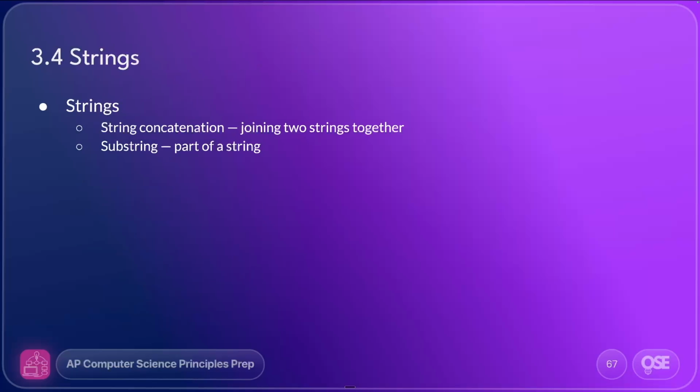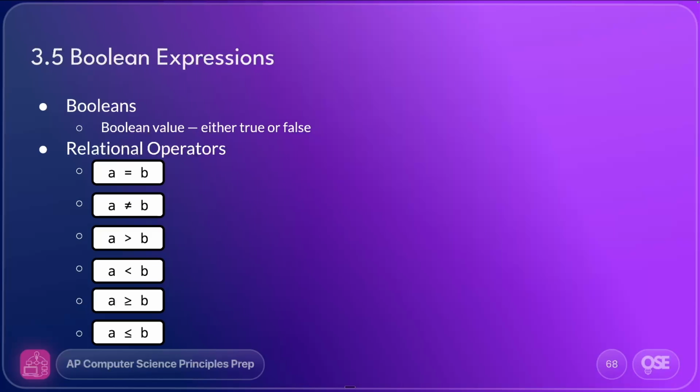Let's proceed. Strings. For strings, we already learned that they're sequences of characters. String concatenation is a process when you join two strings together. So for example, you combine a string, then the second string, and then the third string. A substring is simply a part of the string. For example, it can be "I love apples," and "love" can be a substring of that string.